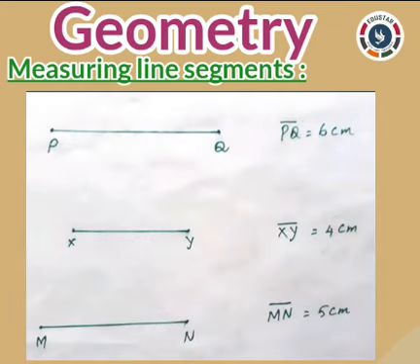Now I measured these line segments, that is PQ is 6 centimeters, XY is 4 centimeters and MN is 5 centimeters.